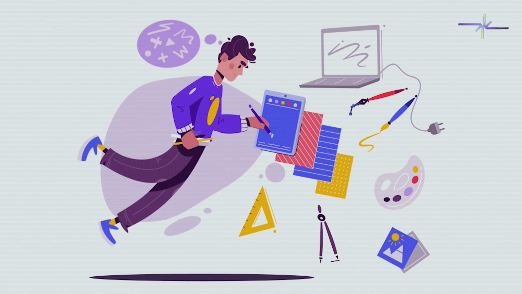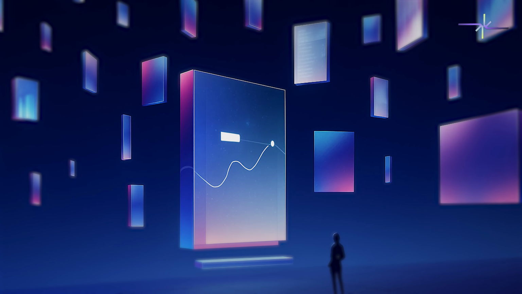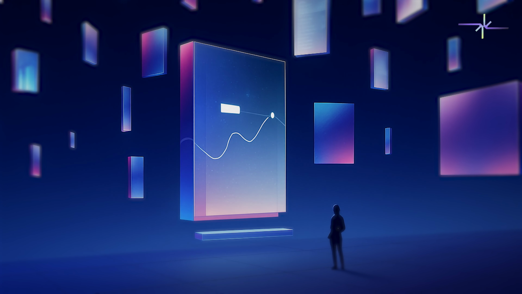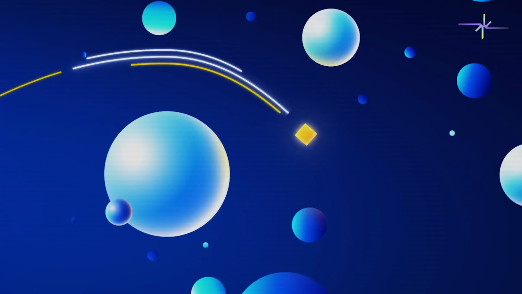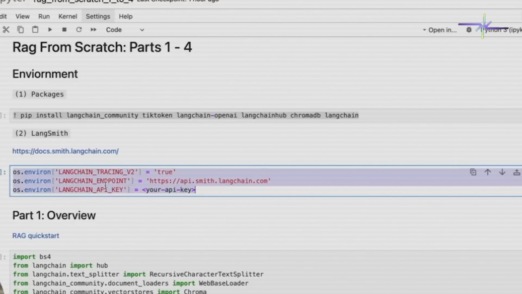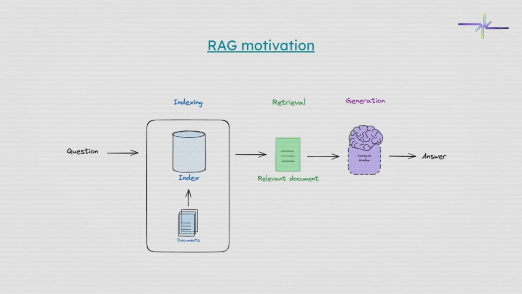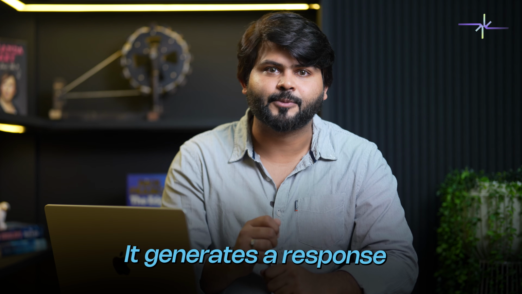Now, imagine giving that same student an open book exam. Before answering a question, they can go to a specific curated bookshelf and find the exact right pages with the relevant facts, and then use their intelligence to formulate a perfect answer based on those facts. That's RAG. RAG is the process of giving a large language model access to external, up-to-date information before it generates a response. It combines two powerful abilities.